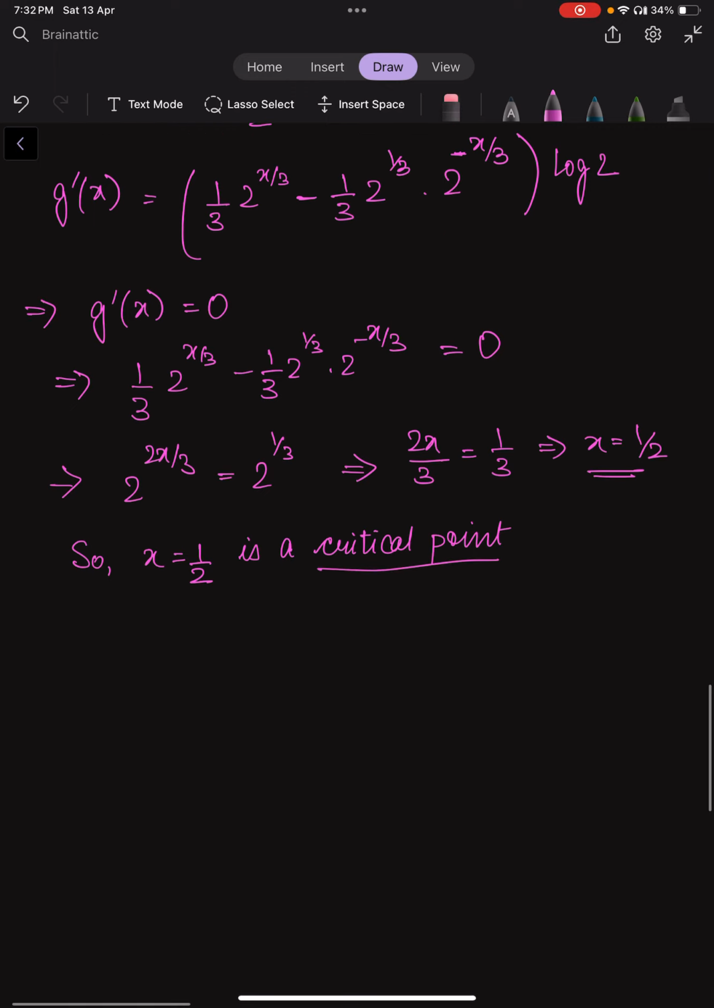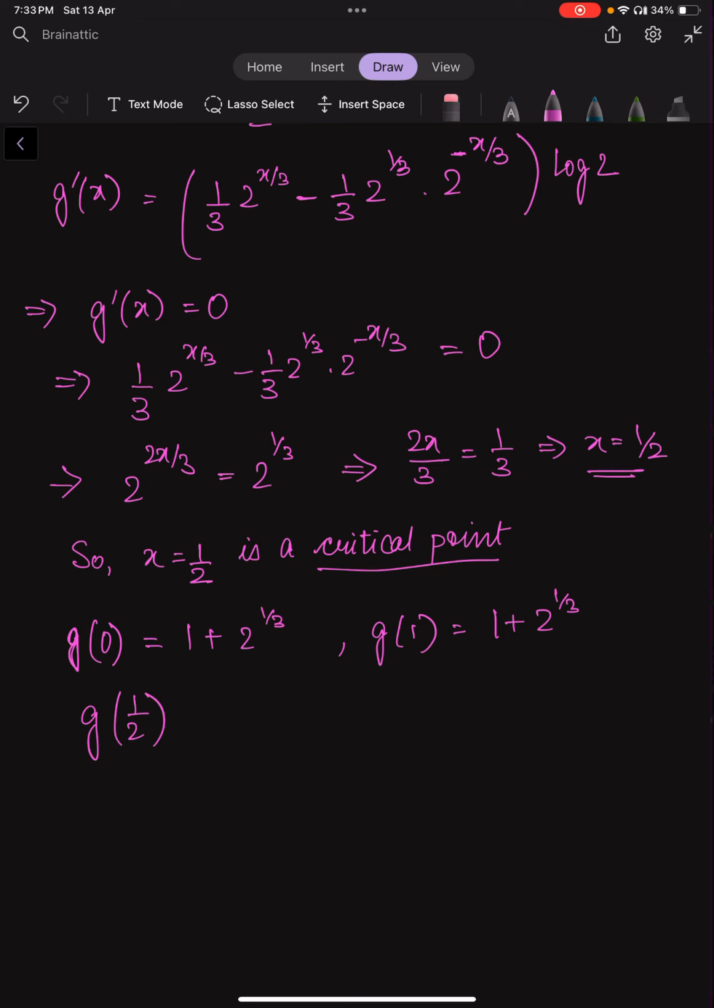Now we'll apply the values of x to see what it turns out to be. So we have g of 0 is equal to 1 plus 2 power 1 by 3 and g of 1 is equal to 1 plus 2 power 1 by 3. Correct? Since x equal to half is a critical point, we will also find how g of half looks like. So it looks like 2 power 1 by 6 plus 2 power 1 by 6, which is equal to 2 power 7 by 6.